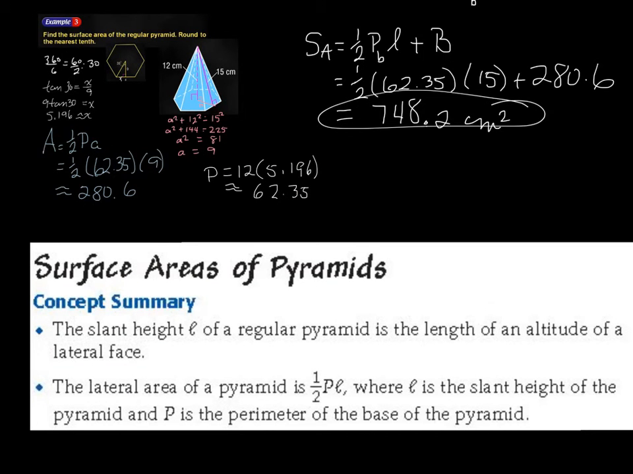The slant height, l, of a regular pyramid is the length of an altitude of a lateral face. The lateral area of a pyramid is 1/2 perimeter of the base times slant height, where l is the slant height of the pyramid and P is the perimeter of the base of the pyramid.